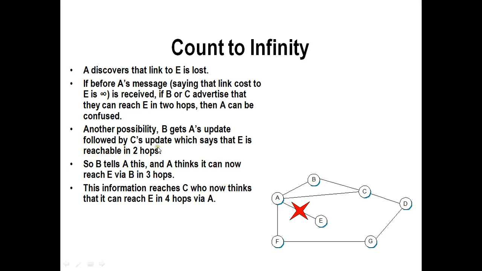B gets A's update followed by C's update saying that E is reachable in 2 hops. So B tells A that A can now reach E via B in 3 hops. In actuality there is no way to reach E, because the link has failed and there are no other ways to reach E. And this loop continues. There is no stop for these links.